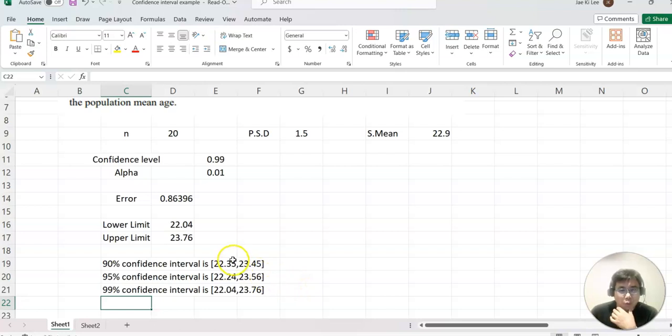Okay, then let's compare the lower limit value and the upper limit value here. When you look at the lower limit, it is actually decreasing. It was 22.35, 22.24, and 22.04 here, right? The upper limit value is increasing, so 23.45, 23.56, and 23.76. Then what does that mean?